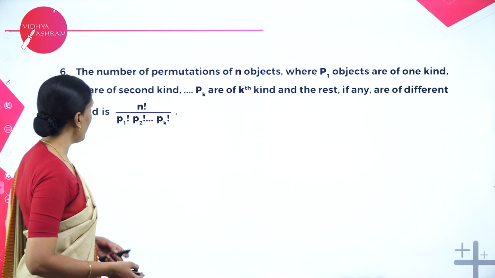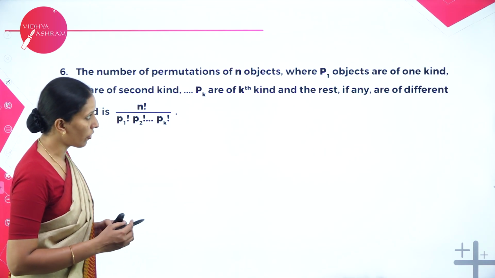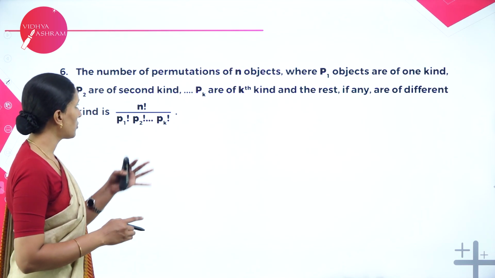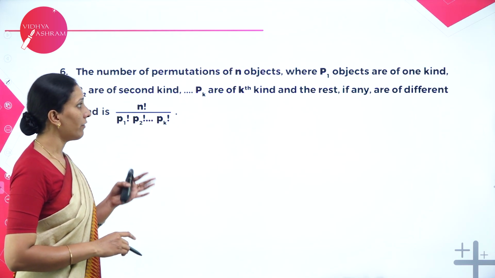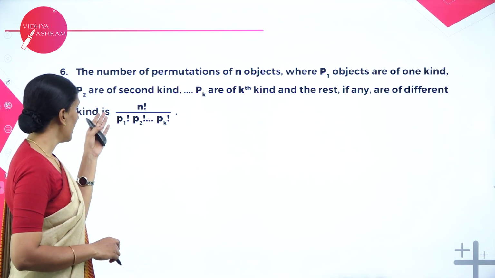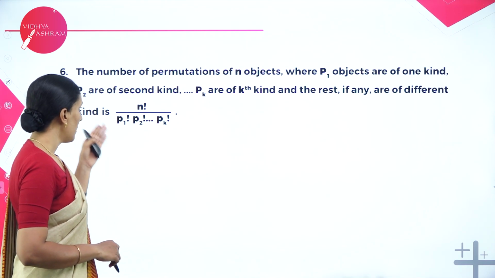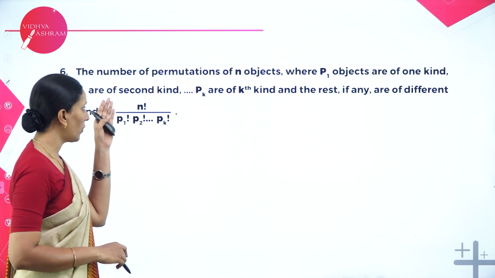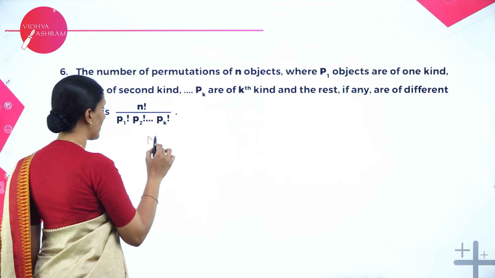In the same way, the number of permutations of n objects where p1 objects are of the same kind, p2 objects are of the same kind, and pk are of the kth kind, and the rest, if any, are of different kinds, then the total permutation will be n factorial by p1 factorial, p2 factorial, etc., pk factorial. For example, assume the word MATHEMATICS.